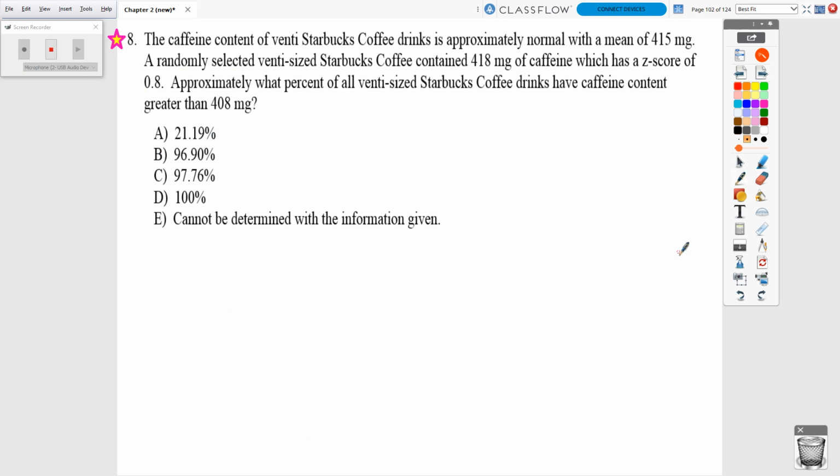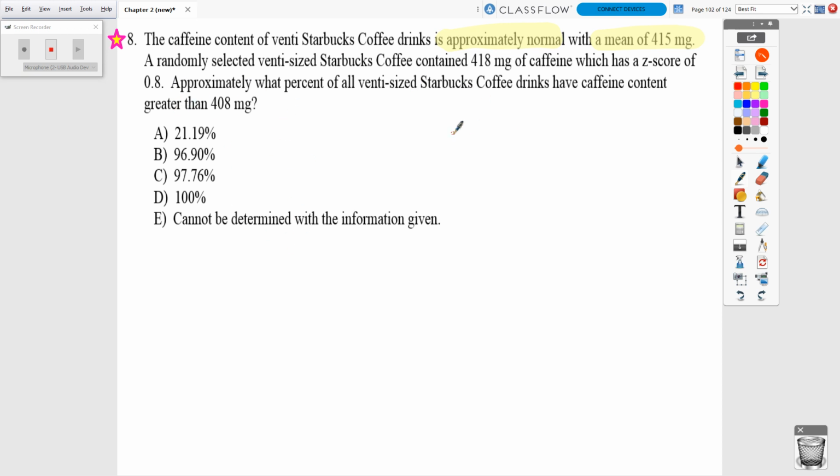All right, number 8. Caffeine content of venti Starbucks coffee drinks is approximately normal. All right, so let's make some notes here. We got an approximately normal distribution. We have a mean, 415. But they didn't tell me standard deviation. Ooh, okay. Well, let's see what else is going on here. A randomly selected venti-sized Starbucks coffee contained 418 milligrams of caffeine, which has a z-score of 0.8. Approximately what percent of all venti-sized Starbucks coffee drinks have caffeine content greater than 408 milligrams?